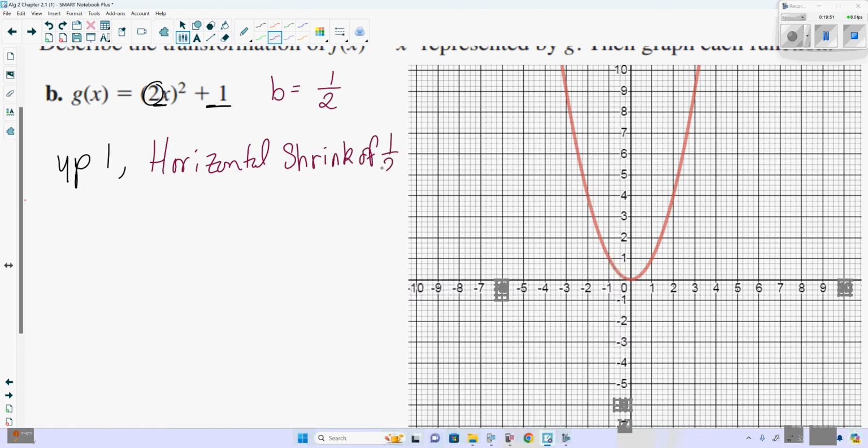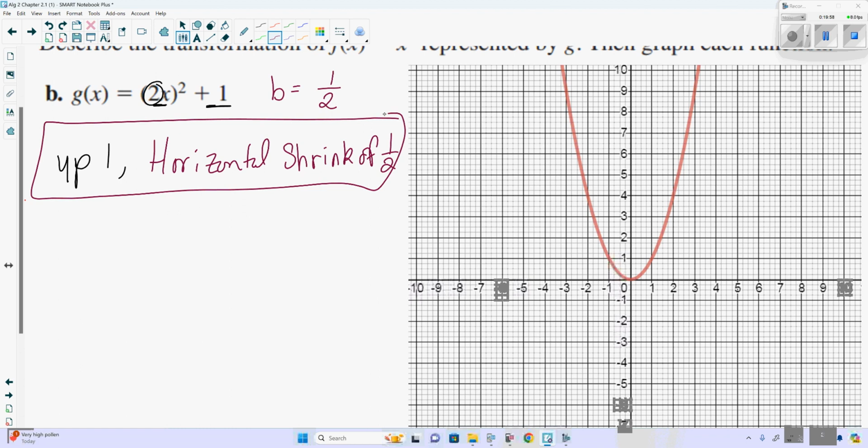of 1/2. Before you start looking at horizontal stretch or shrink, take whatever number is being multiplied by x inside the parentheses, take it and flip it first, then look at it in terms of stretch or shrink. So if we take that 2 and flip it, it goes from 2 to 1/2. 1/2 is between 0 and 1, so it's a shrink. If we flipped it and got a number greater than 1, like 3, then it would be a stretch.